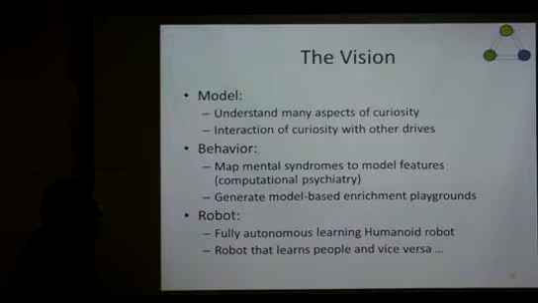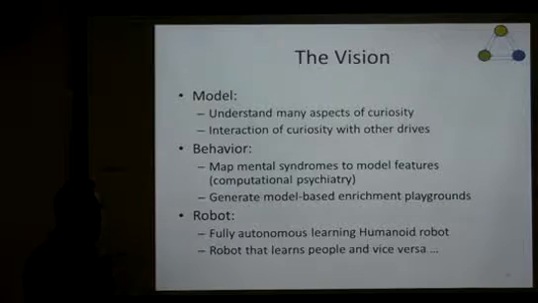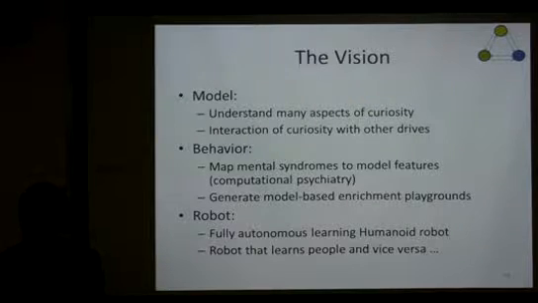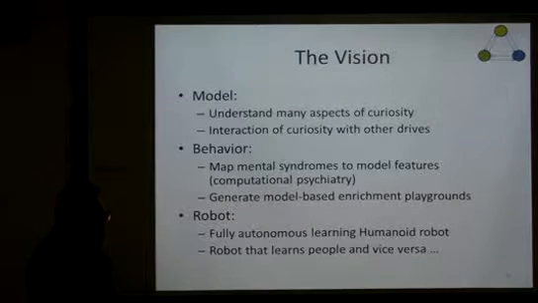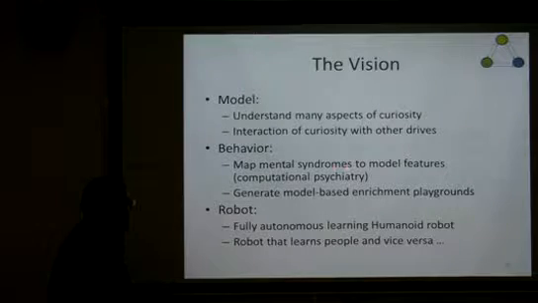In the behavior, and to map mental ailments to model features, what Peter Dayan called computational psychiatry: if you have an abnormal behavior, can you map it to some parameter in this curiosity model that just goes wrong? Like if you have a really bad reward system or too slow a learning rate, or something goes wrong, can the resulting behavior be mapped to different things? We have some initial results, not really completely related to this, but in the exploration of mice, we can actually show that the variability between individual mice can be mapped to just different parameters in the model, the fit is very, very nice. And also generate model-based enrichment playgrounds.